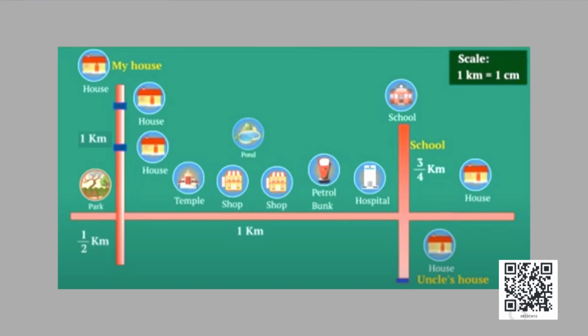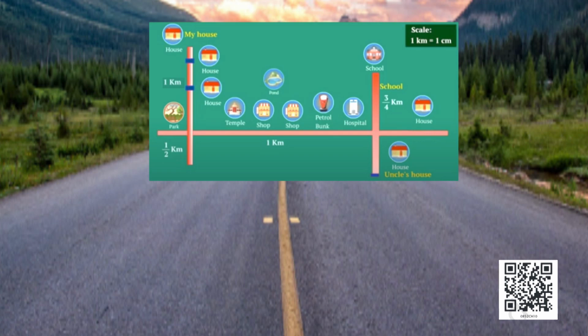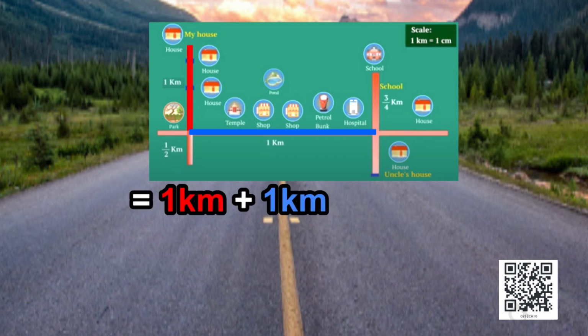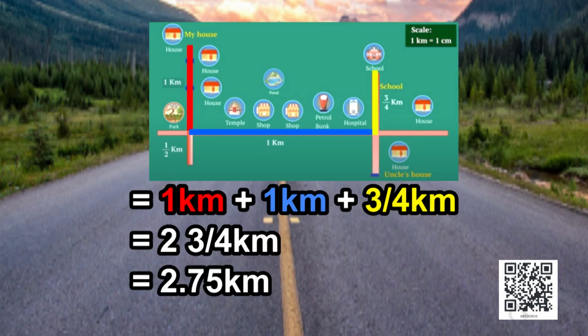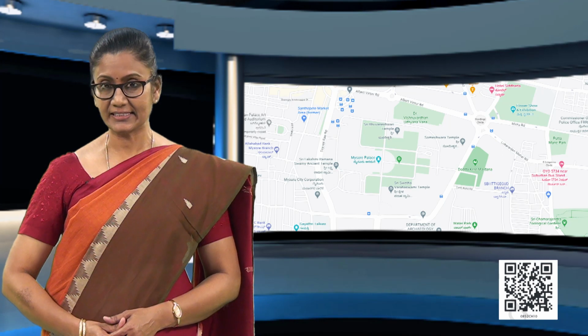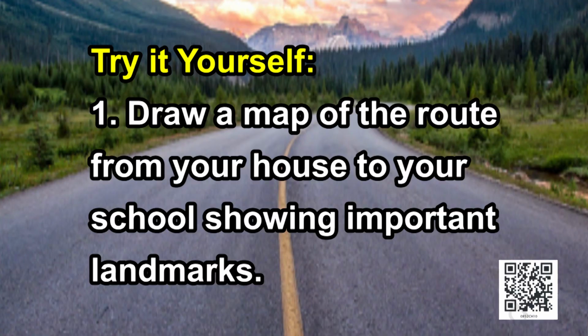So, this is how the scale in a map allows us to find the distance between any two landmarks in the map. In the above map, the distance between the house and the school equals 1 kilometer plus 1 kilometer plus 3/4 of a kilometer, which is equal to 2 3/4 of a kilometer, or in other words, it is equal to 2.75 kilometers. Now that you have learnt how to draw maps with a given scale, try drawing the following maps on your own. Try it yourself.